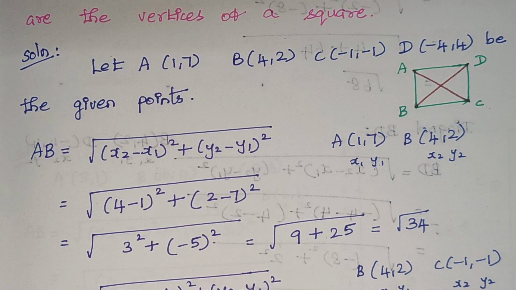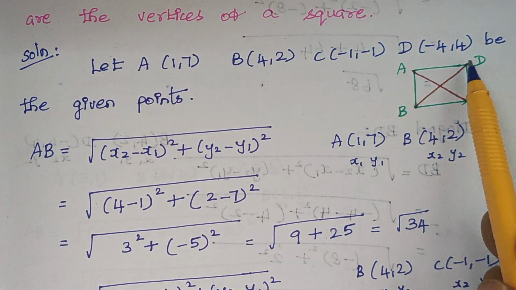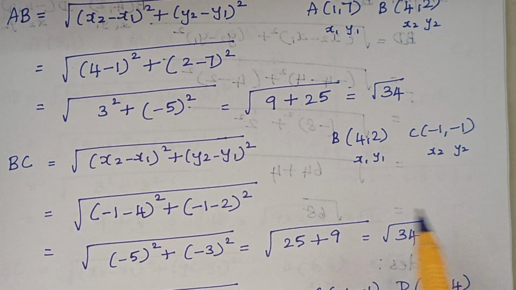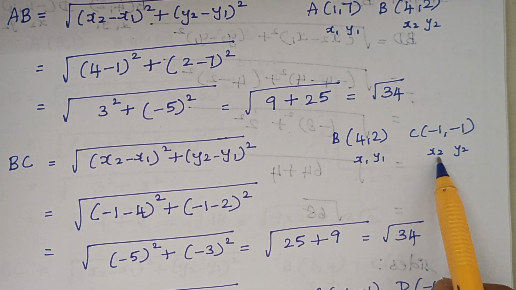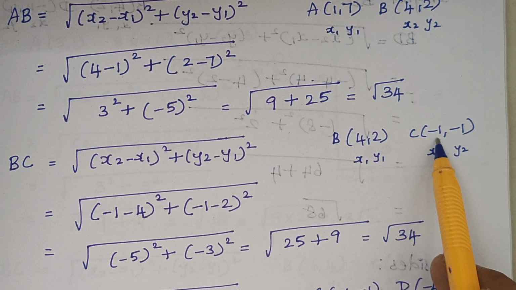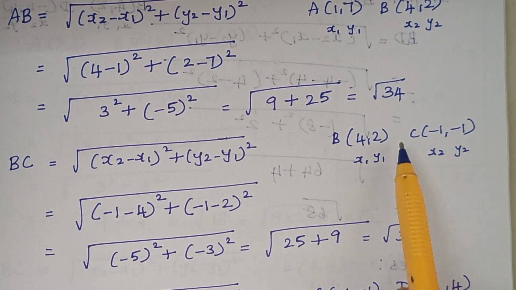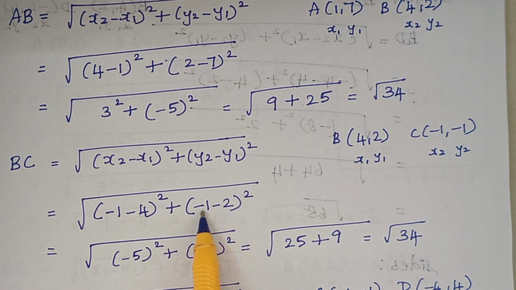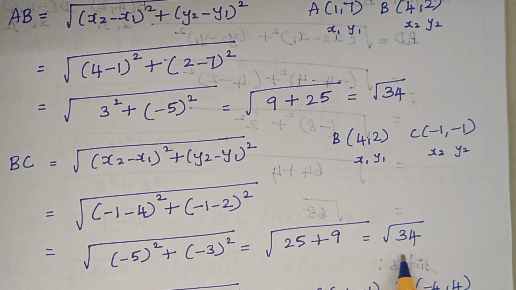In the same way, here we have to find the value of BC, CD and DA or AD. Okay, both ways you are correct. So next I go with BC. So write down the values, this is x1 y1 and this is x2 y2, and again x2 minus x1, so (minus 1 minus 4) the whole square, and here it is y2 minus y1, so (minus 1 minus 2) the whole square. So minus 1 minus 4 is minus 5, minus 1 minus 2 is minus 3. So 5 square is 25 and 3 square is 9 and again here the answer is root of 34.